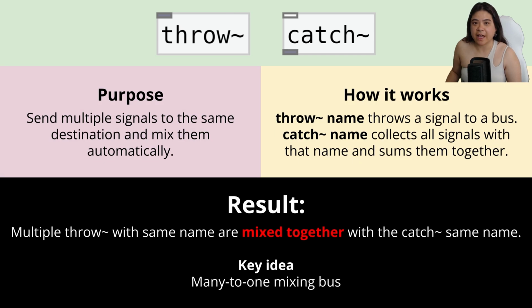Throw tilde, catch tilde. Purpose: send multiple signals to the same destination and mix them automatically. How it works: throw tilde name throws a signal to a bus. Catch tilde name collects all signals with that name and sums them together. Results: multiple throw tilde with the same name are mixed together with the catch tilde of the same name. Key idea: many to one mixing buses.